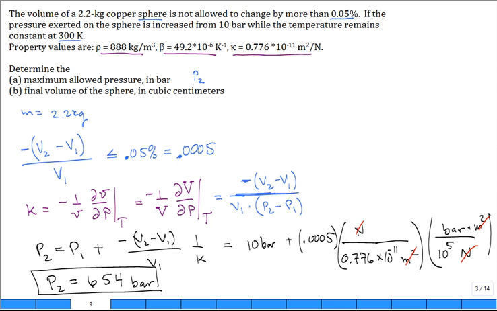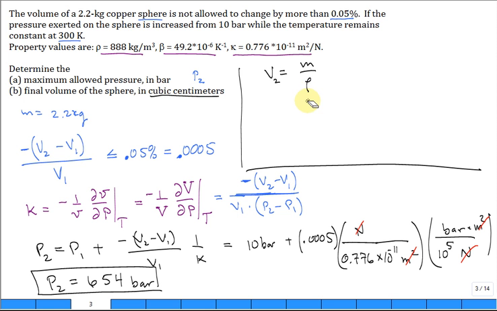Let's look at part B. What is the final volume of the sphere in cubic centimeters? Well, I'll just tuck it in over here. The volume, and it's the final volume that we're interested in, is equal to the mass divided by the density, or if you want to do it this way, the final volume is 0.9995 times the initial volume.